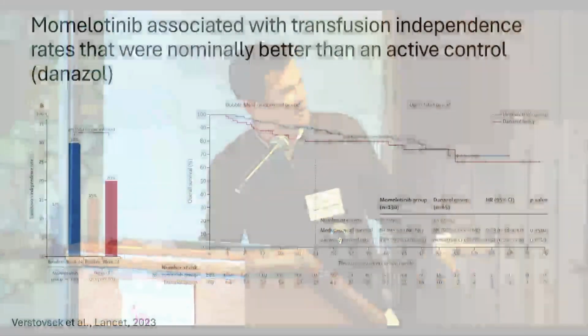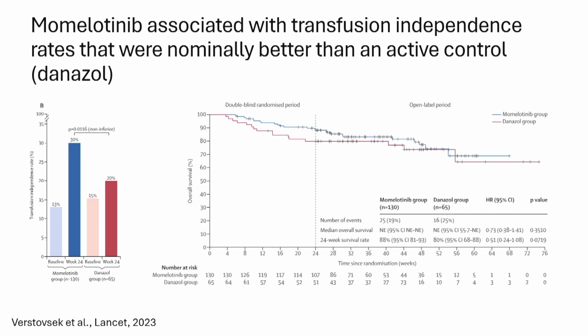When you look at just the impact on anemia, you can see on the left, this is a bit of a hard graph, so I'll orient you. Basically the light blue box and the light pink bar are how many patients were not requiring any transfusions at baseline. In the momelotinib arm, 13% of patients were not requiring any transfusions. In the danazol arm, 15%, about the same at the start. At week 24, that went up to 30% with momelotinib compared to just 20% with danazol. So that's why we think this helps some with being able to avoid continued need for transfusions.